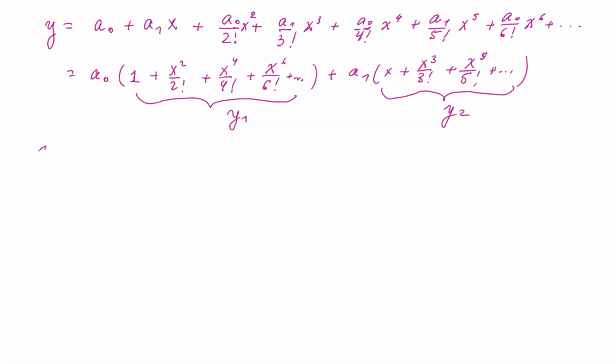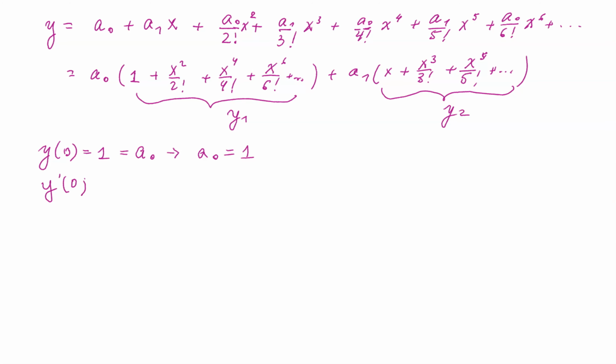So my initial condition is y of 0 equals 1. So I'm just going to plug in x equals 0 here. So x equals 0 is going to kill all this, right? 0, 0, 0, 0, 0. And going to give me a0. So my a0 equals 1.